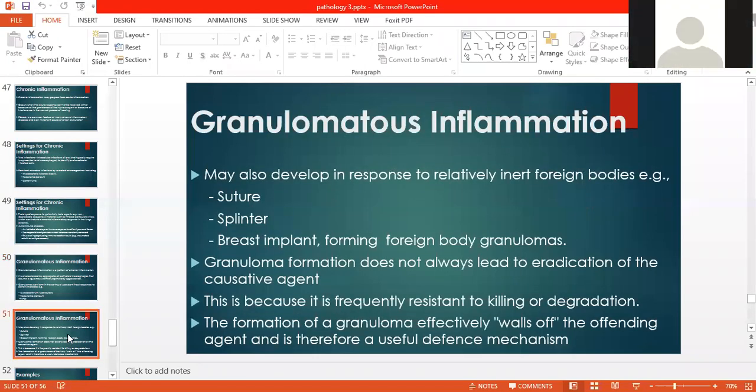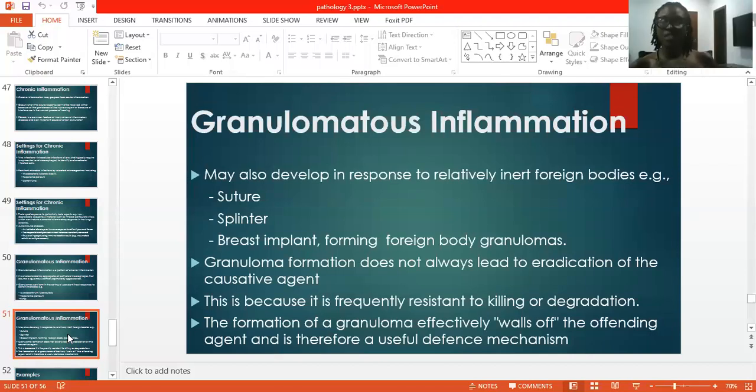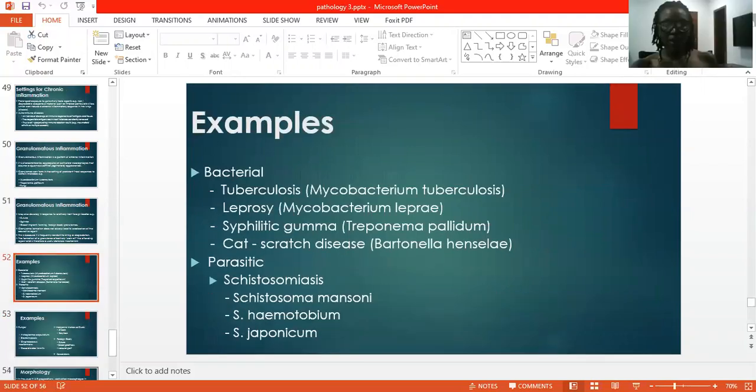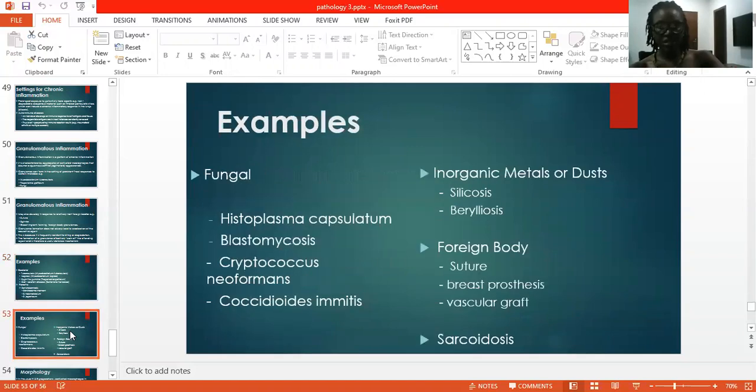Another example is when you have foreign bodies. So sutures, splinters, breast implants, these ones can also lead to a chronic granulomatous inflammation. So more examples: leprosy, parasitic infections, fungal infections.